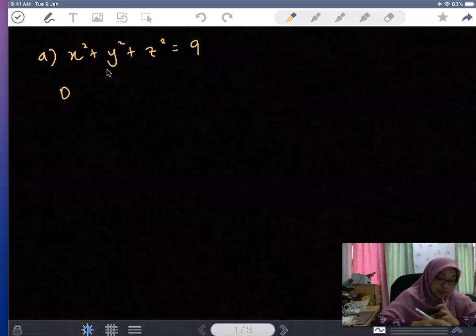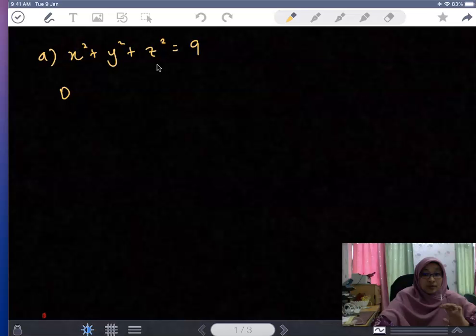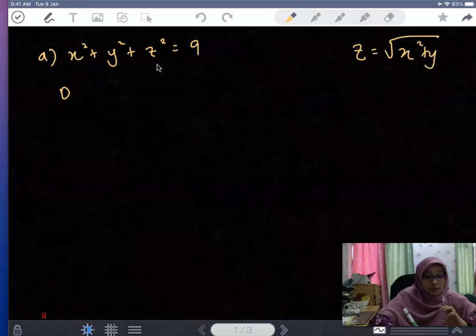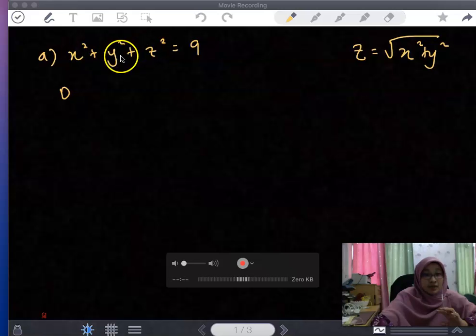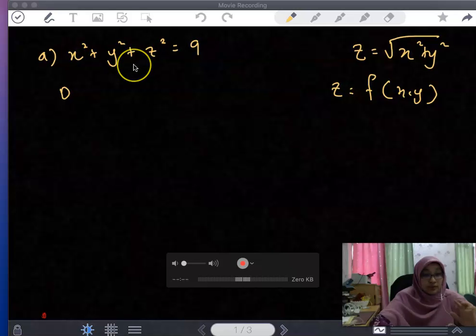Okay, so you can see that the function is not only z equal to, isn't it? In the previous examples on domain and range, all the equations that we had always put z equal to, for example, the square root of x squared plus y squared. But this time, the x, y, and z are all on the left side, meaning that now you have to rearrange into the function z equal to f of x and y.